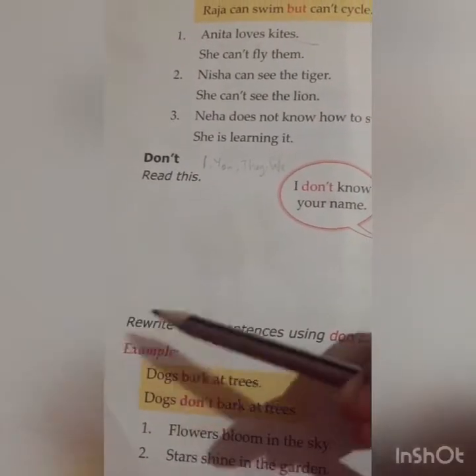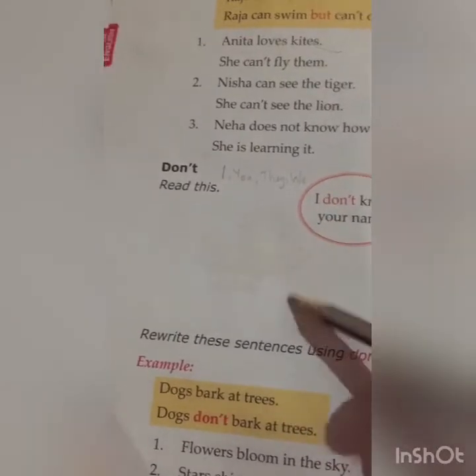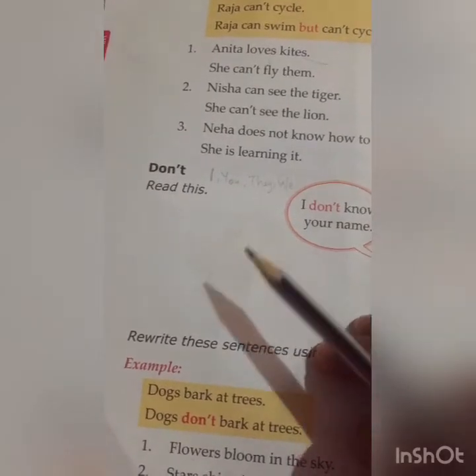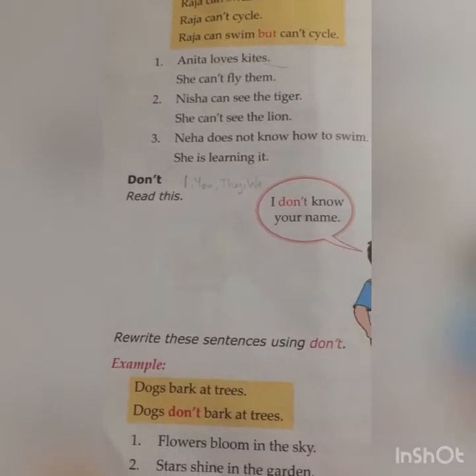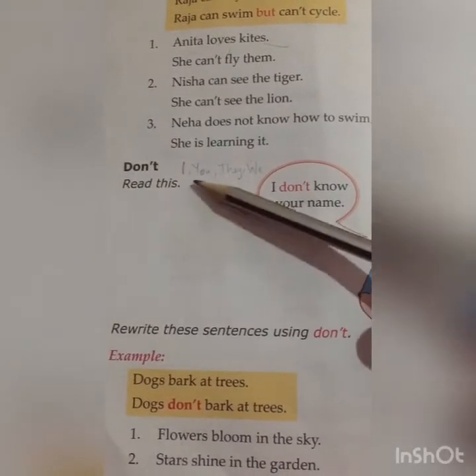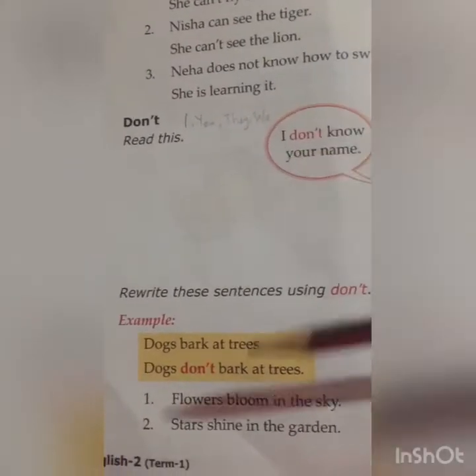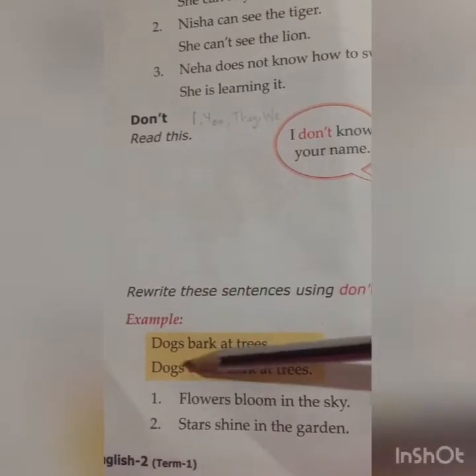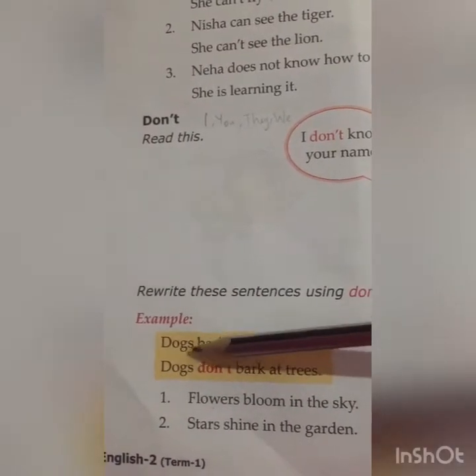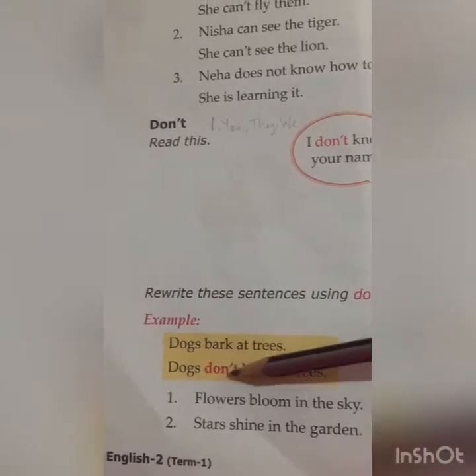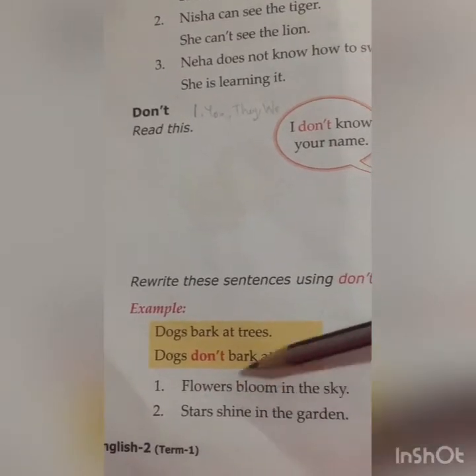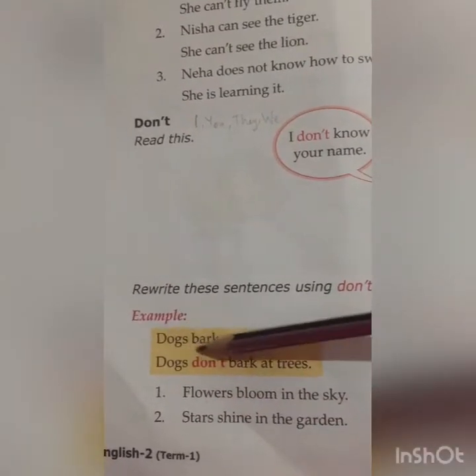Don't is used for making negative statements. Don't is used when we are speaking in the first or second person, or the plural. We use don't with words like I, you, they, we. Here we are talking about the third person, other things. They are plural. There are more than one, right? So which word do we use? We use don't here. Flowers don't. Stars don't. Dogs don't.